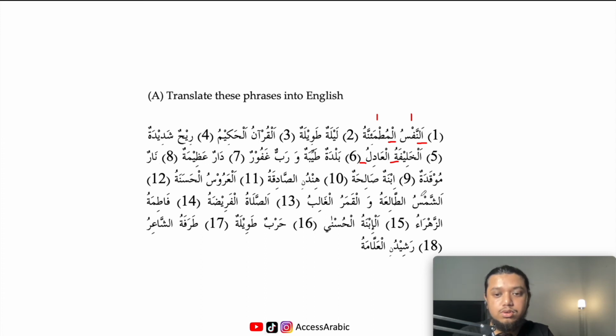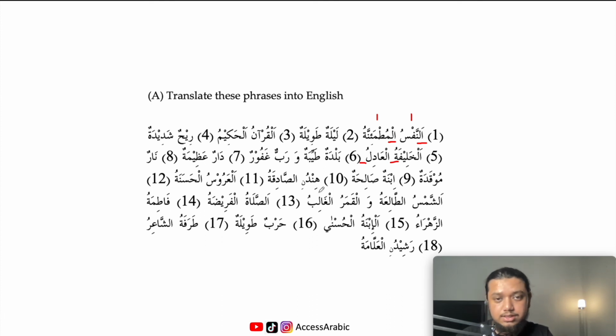Narun muqada, or you could say narun muqada, is an ignited fire, so a fire that's been lit. Number 9 is ibnatun salihah. This is a pious daughter. Number 10 is hindun as-sadiqah.